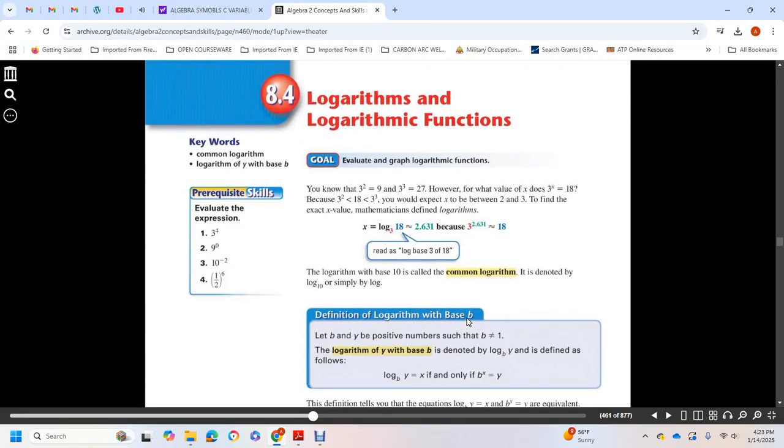8.4 Logarithms and logarithmic functions. Goal: evaluate and graph logarithmic functions.